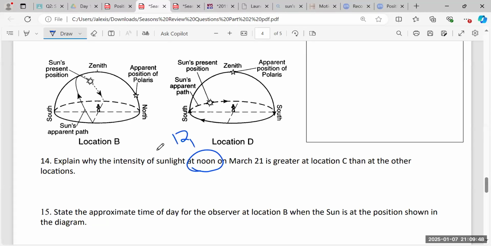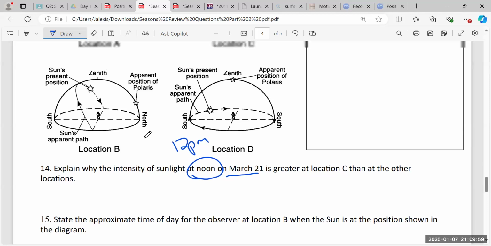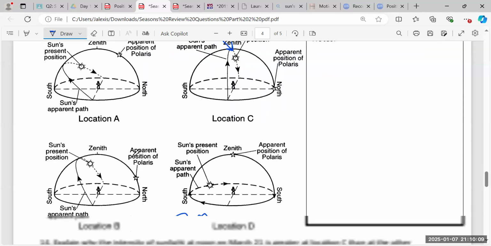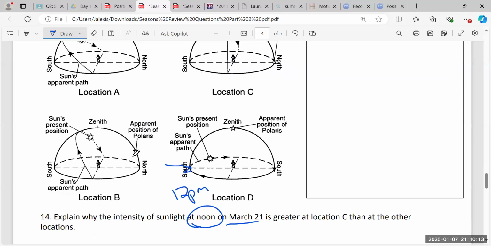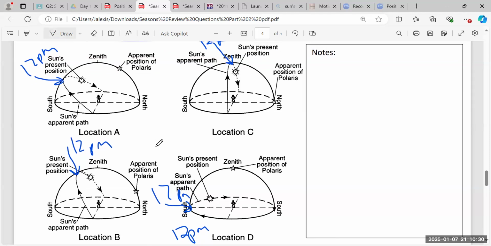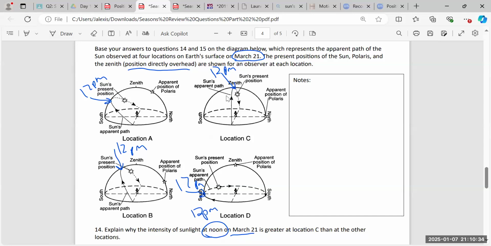Remember, guys, 12 p.m. on March 21st is greater at location C than at the other locations. Well, I'm going to look at location C, and 12 p.m. is when the sun is at the highest point, right? So I'm looking at 12 p.m. for location B, C, and A. And so therefore, look at all of these and you'll see which sun position is the highest and is going to be at location C.